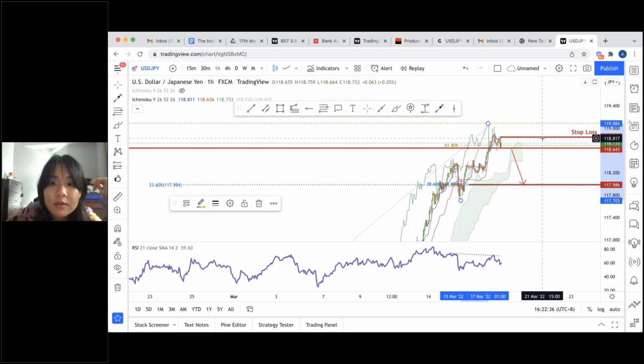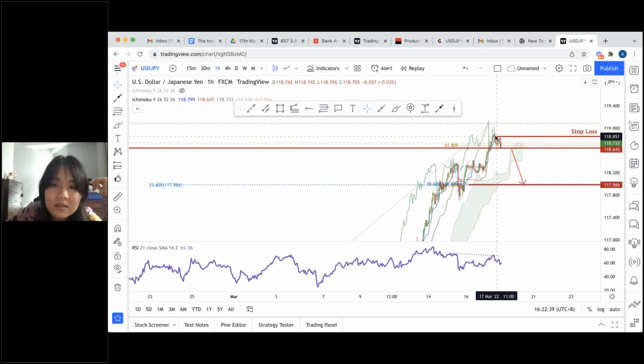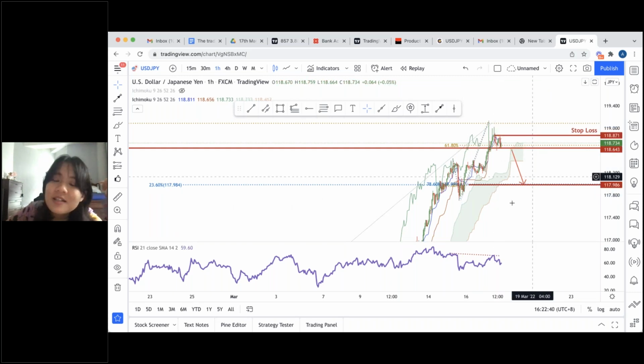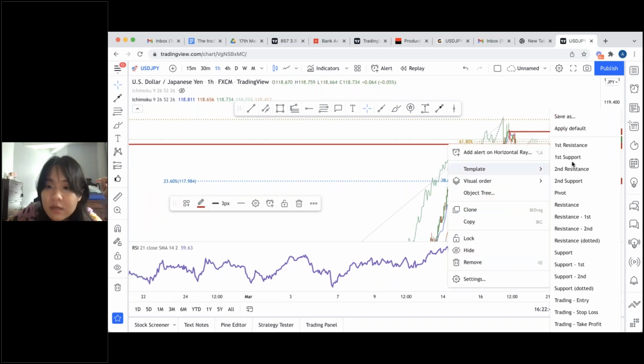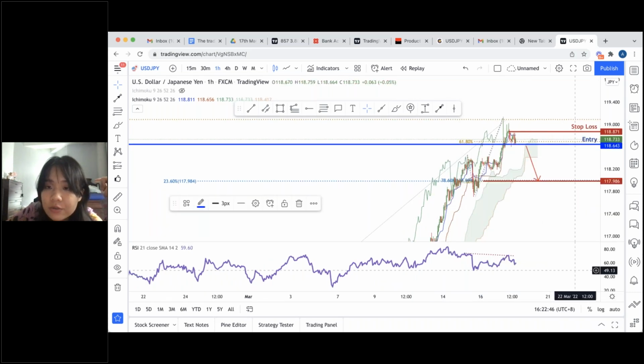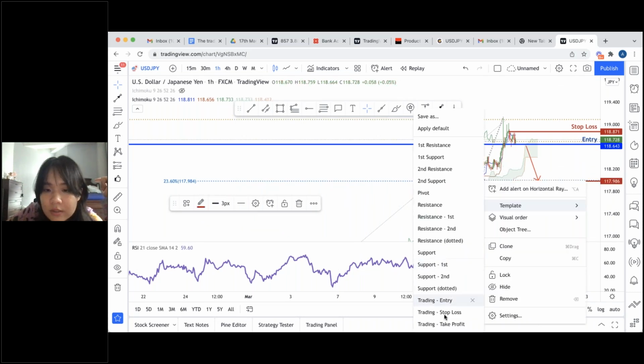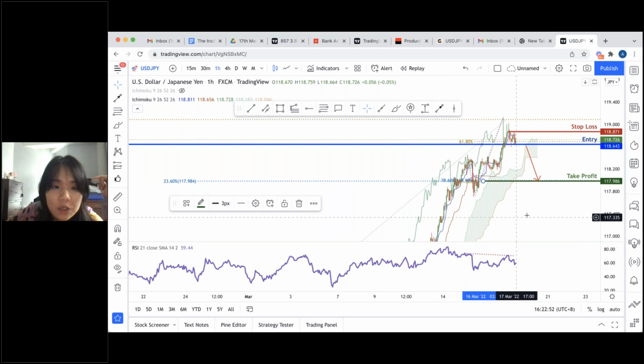If it reaches your stop loss, then I would say this is the best trade, honestly. But definitely the reaction is there. Entry, and then if you really want to trade, then go in for take profit. Any question?